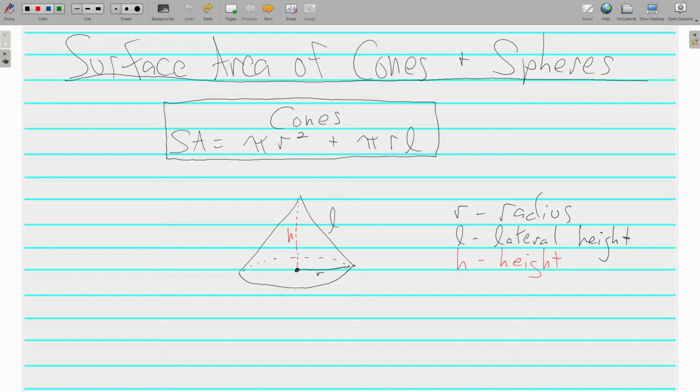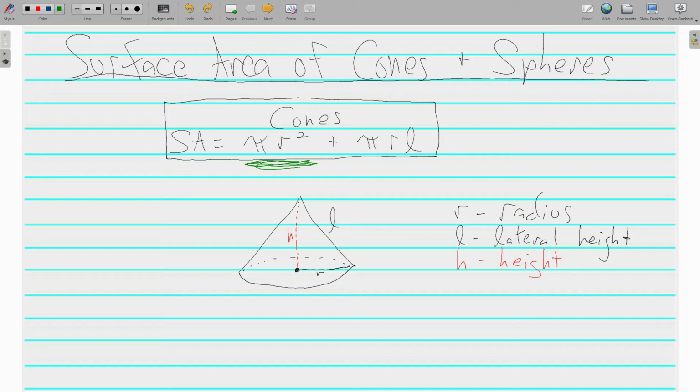We're going to start with cones, and here is our formula for the surface area of a cone: pi r squared plus pi r L. The first part of our formula, the pi r squared, that's our circle, the surface area of the circle, so that would be the bottom of this cone. Plus pi r L, that's going to find the rest of it.